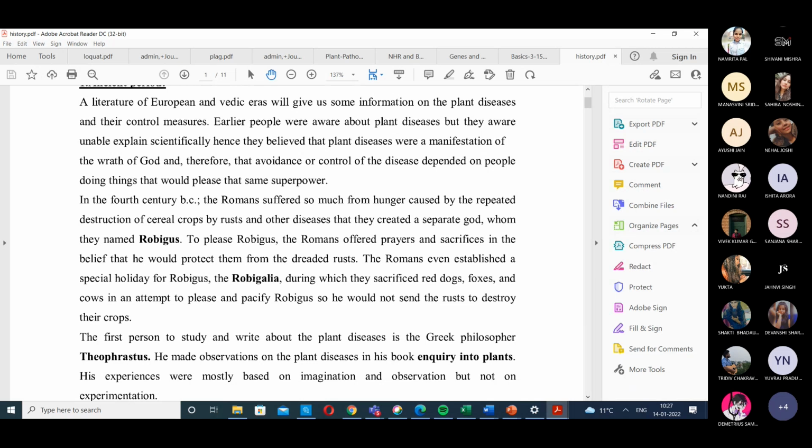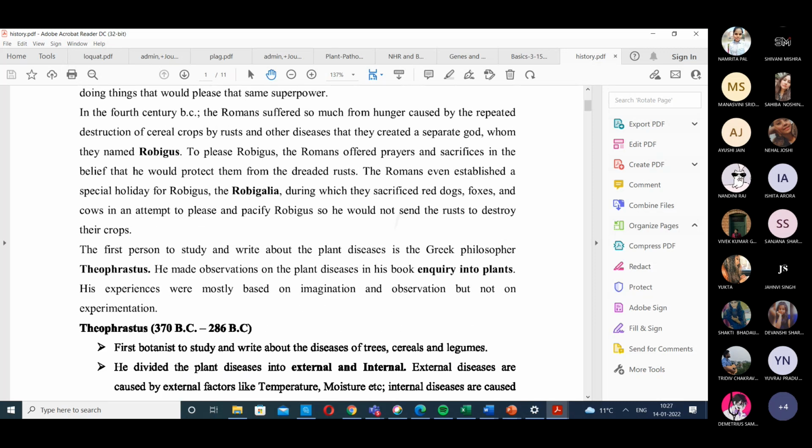They even established a special holiday for Robigus, which they called Robigalia, during which they used to sacrifice red foxes or red dogs, and cows, to please him. See, everything is symbolic. Because rust is a reddish brown color, a similar kind of offering was given to the god so that he would not destroy their crop, right?